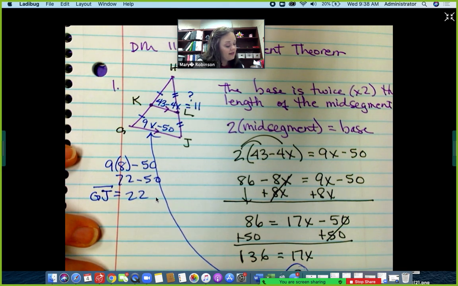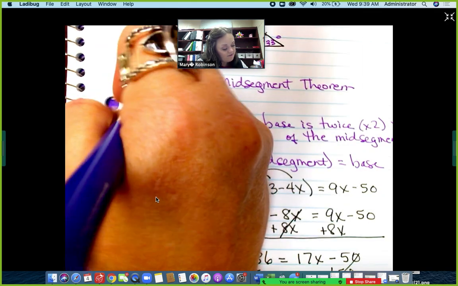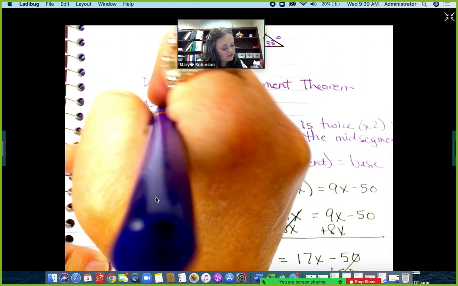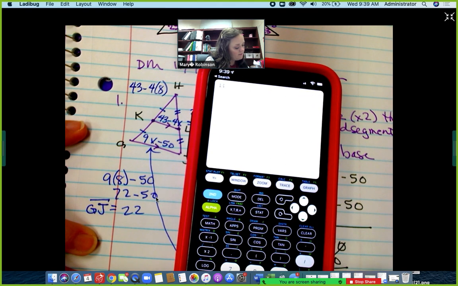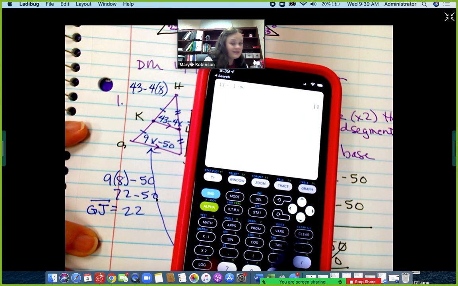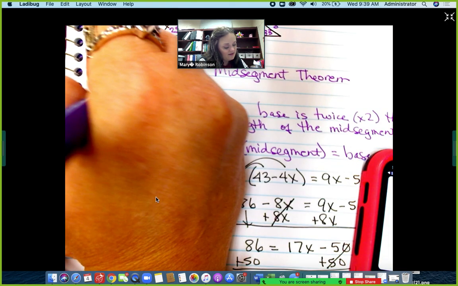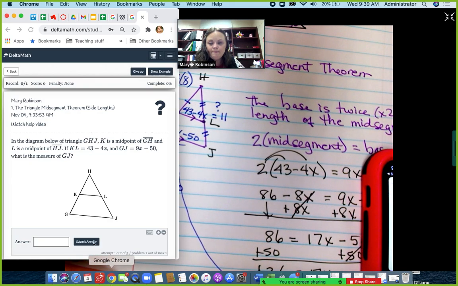So if I take my x value of 8 and substitute it back here, then I have 43 minus 4 times 8. So let's see what that gives us. 43 minus 4 times 8 is 11. Yay! That means we did it correctly. So our answer would be 22.